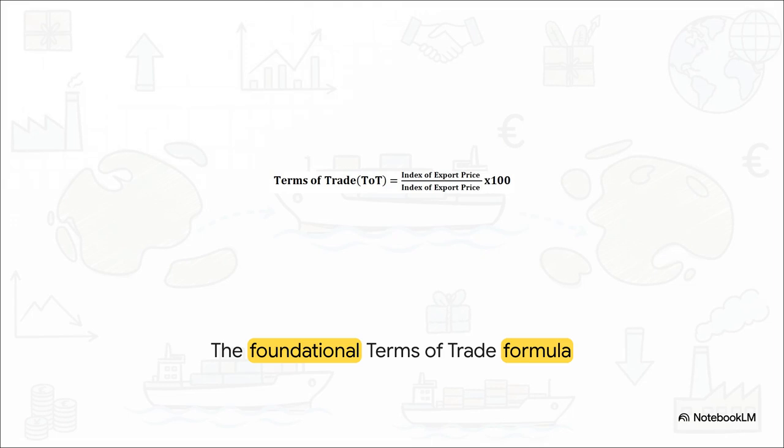Now, what's actually super interesting is how this concept simplifies everything into a single index. By taking the index of export prices, dividing it by the index of import prices, and multiplying by 100, we get a baseline number. If your export prices are rising faster than your import prices, your terms of trade are improving. Essentially, you're getting way more bang for your buck on the global stage.